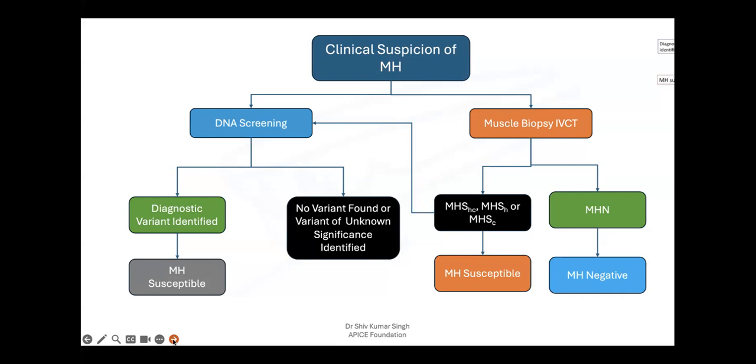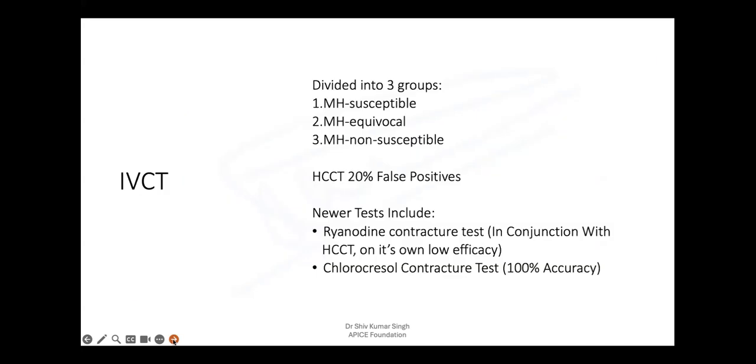but they can be susceptible if it comes positive to the halothane, caffeine, or caffeine, halothane individually. And if they are positive, then you can actually go for DNA screening, but you can also directly do DNA screening in patients with clinical suspicion. So they could come as diagnostic variant identified. Like I said, you need to look at the gene 19 and 7, and then you can actually look at other variants as well. So this is how the testing is done.